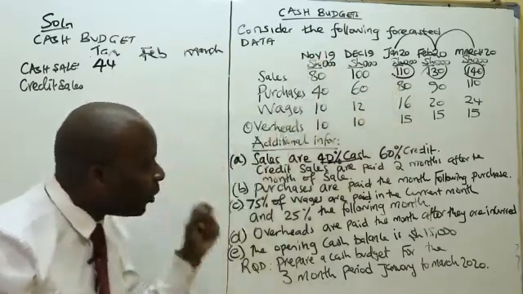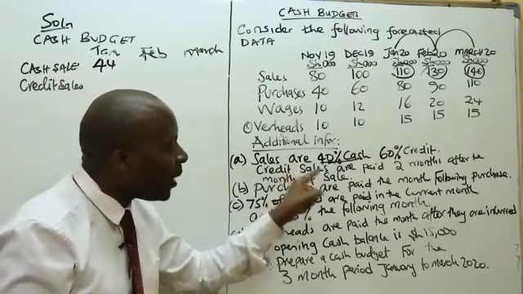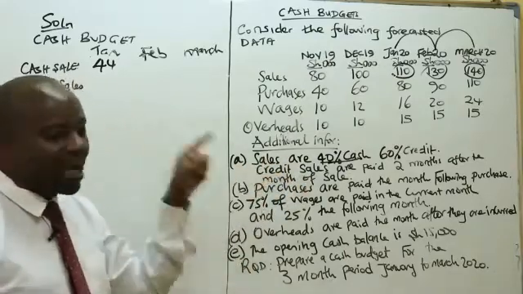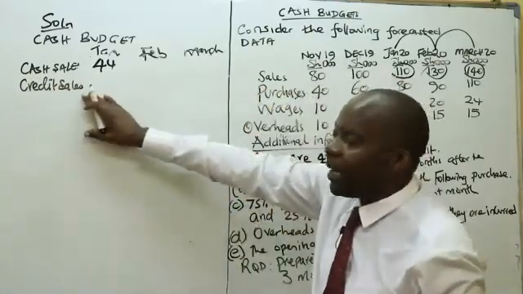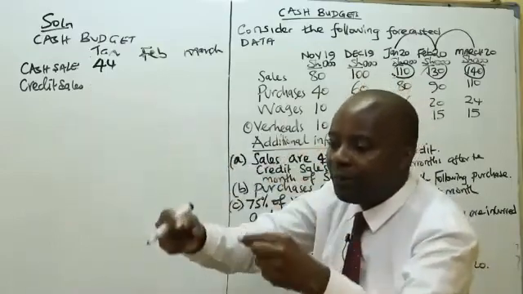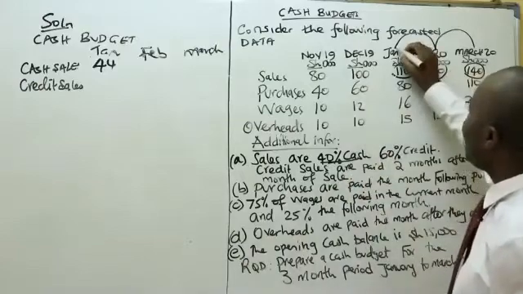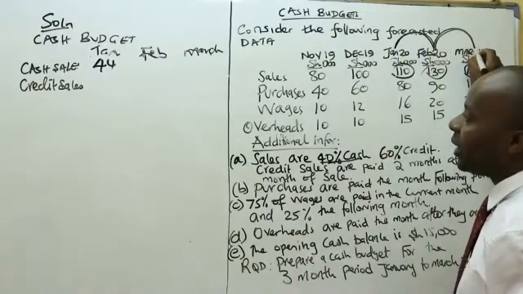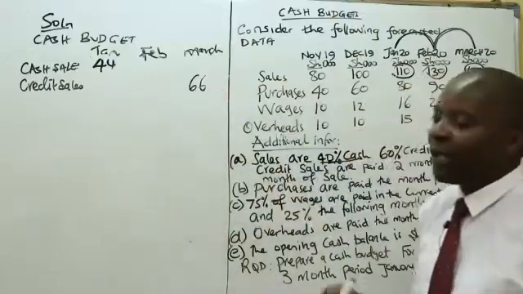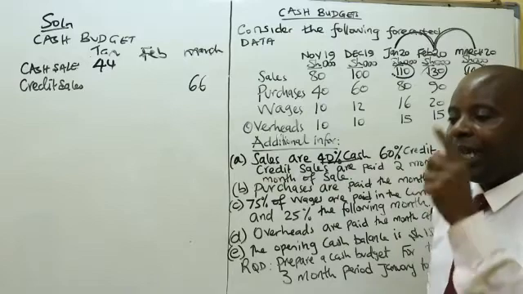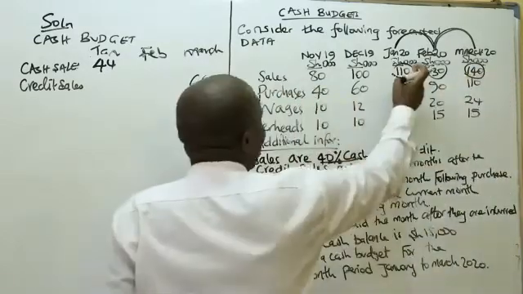And remember the policy of credit sales. They have told us here that credit sales are paid 2 months after. So whatever credit sales I made here, I will receive this money 2 months after January. If you count, this will be first month, second month. Meaning that this particular 66 amount will be received in the month of March. Go to the next month and do the same analysis. The next month is February.